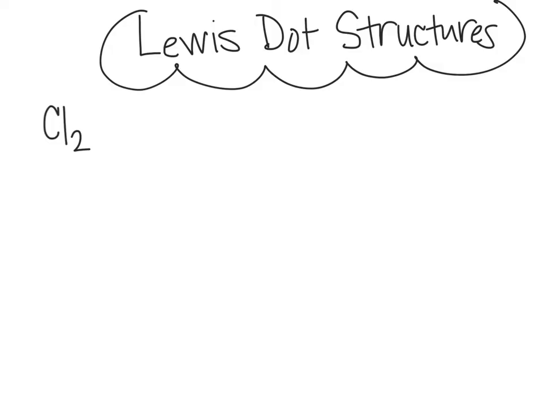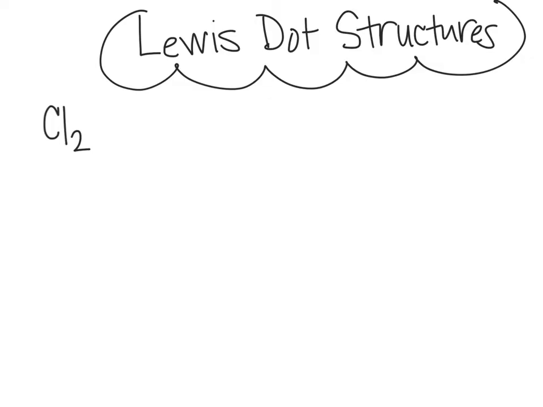All right, so here we have Cl2, diatomic chlorine. Now the first step to Lewis dot structures is you need to add up the valence electrons. So remember, valence electrons are the electrons in the outermost energy level, okay? And the reason why we are so concerned about the valence electrons is because those are the ones that are actually used in bonding.